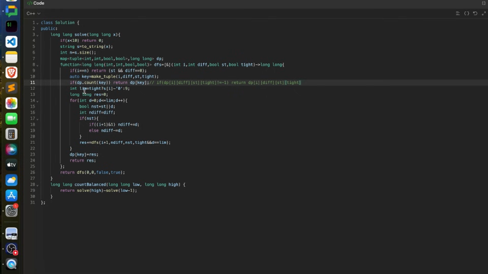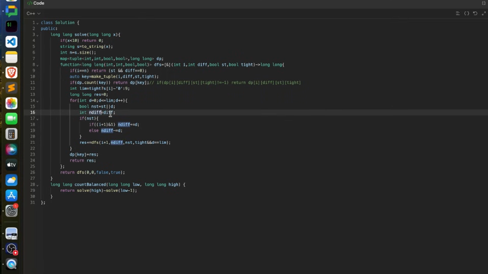Otherwise, we will first find out what is the limit. The limit means what are the digits that we can place at this index. That is exactly the same as I've explained in the explanation part. If it is tight, you can only keep digits from 0 up to that digit. Otherwise you can keep from 0 to 9. This is your result, this is your answer. Now go through all the possibilities of digit from 0 to limit, right? This would be your new started. Your new start would be either it is already started or your digit is non-zero. So started means you must have at least one non-zero digit.